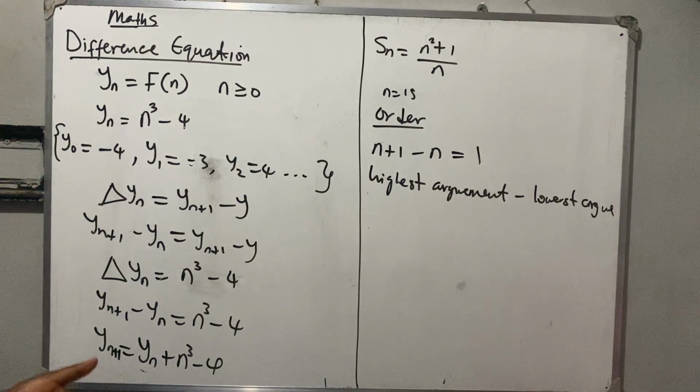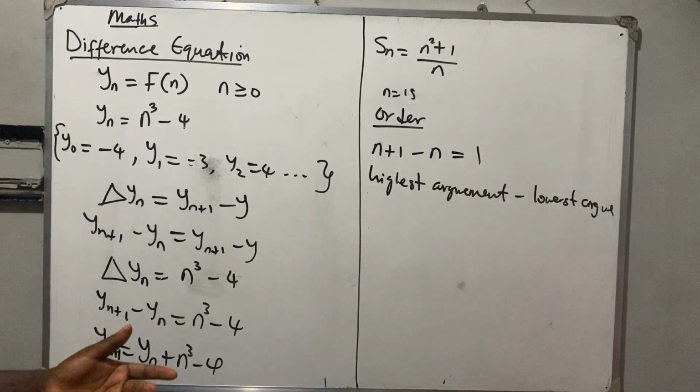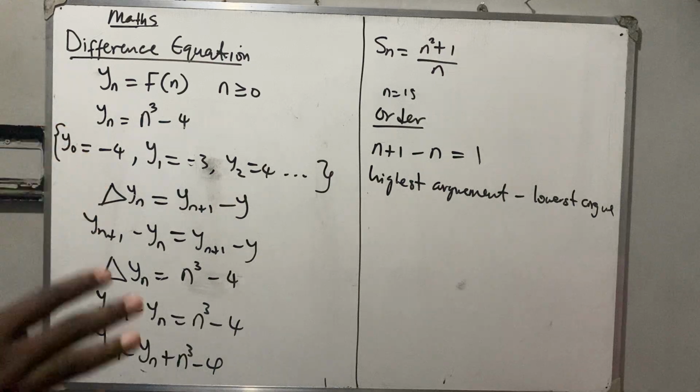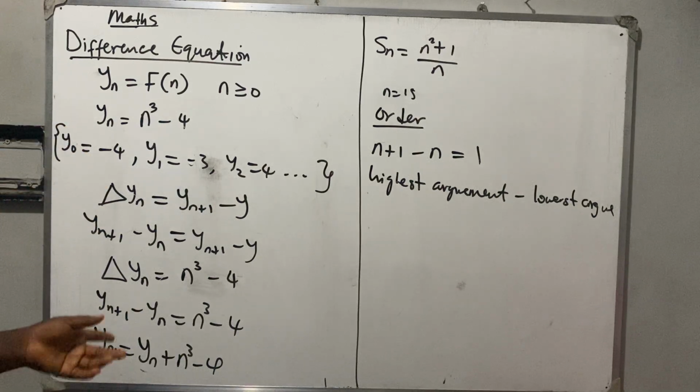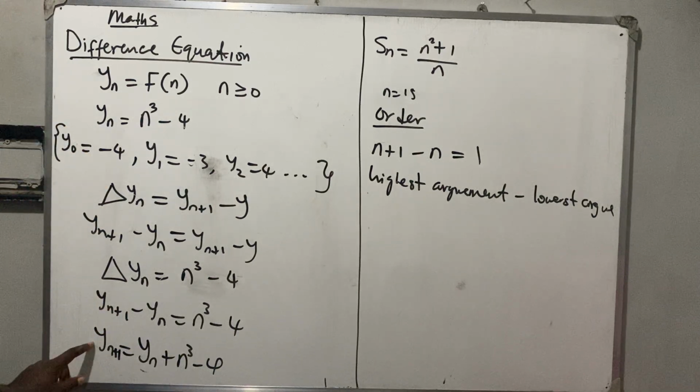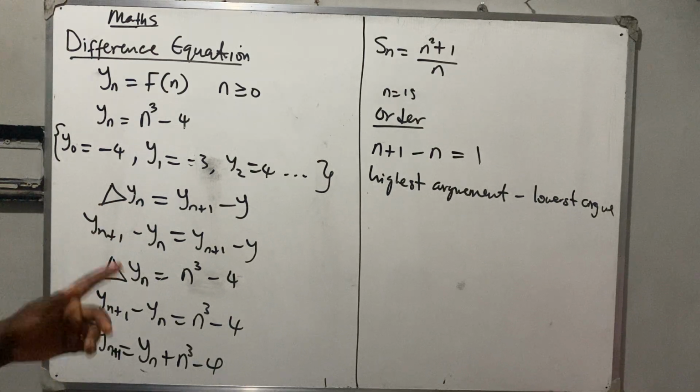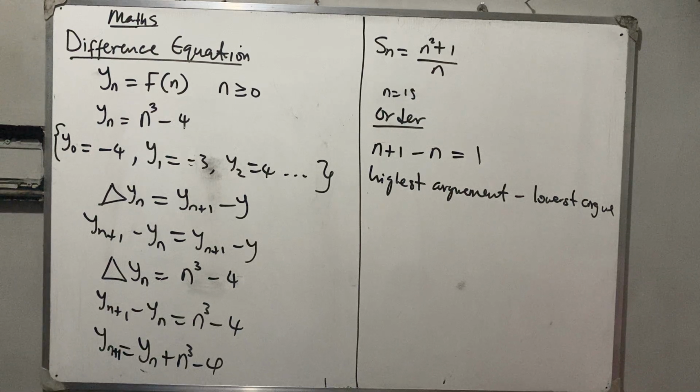It is the same way you know about linear in your secondary school. Linear means that the highest power must be 1. So if the highest power of y, though it may not necessarily be y, just know that if the highest power of that dependent variable is 1, then it is linear. But if it is not 1, then it is not linear. So the next thing we'll talk about is the homogeneous and non-homogeneous difference equation.